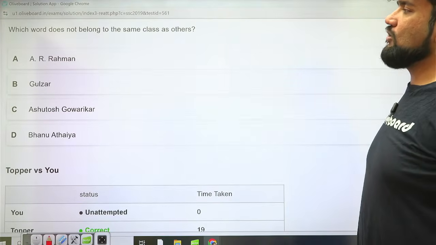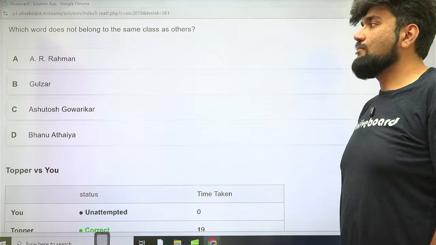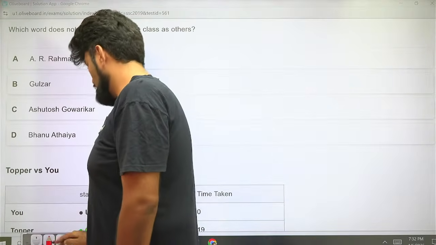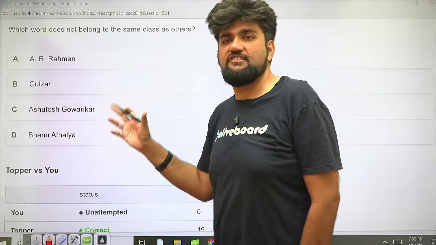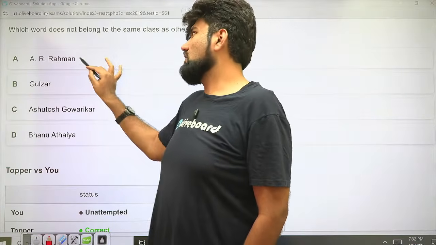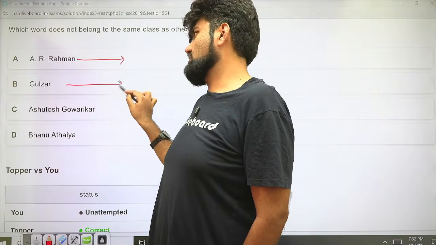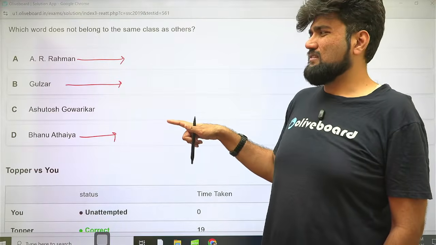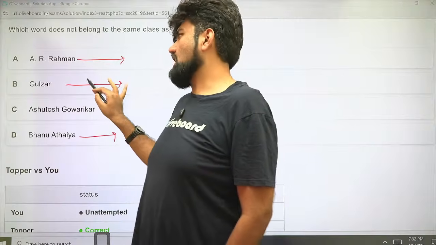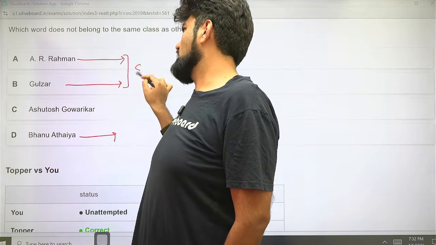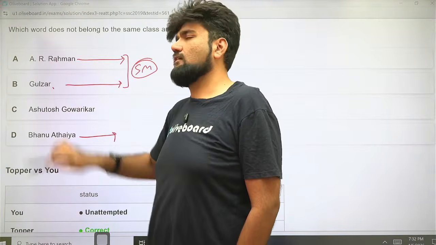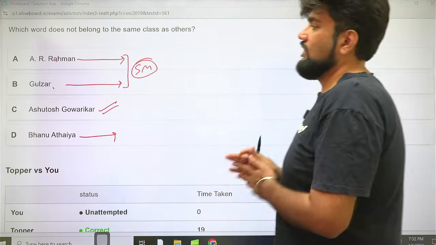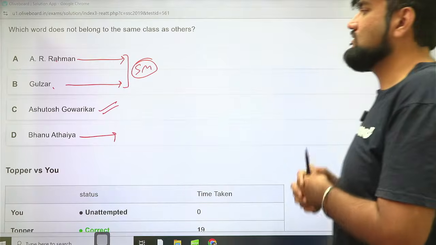Which word does not belong to classification? Oh, this is a good one. A.R. Rahman, Gulzar Saab, Ashutosh Gowariker and Bhanu Athaiya ji. Now, if you have read your static GK perfectly, these are all Oscar winners. A.R. Rahman Saab, Gulzar Saab, Bhanu Athaiya ji. Bhanu Athaiya ji won very previously for costume design of a movie. Gulzar Saab and A.R. Rahman were both for Slumdog Millionaire for the song Jai Ho, lyricist and composer. Okay, Ashutosh has not won an Oscar.